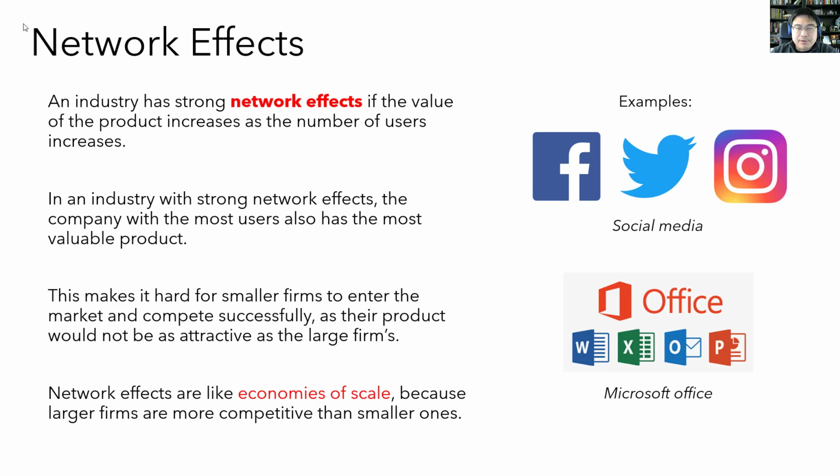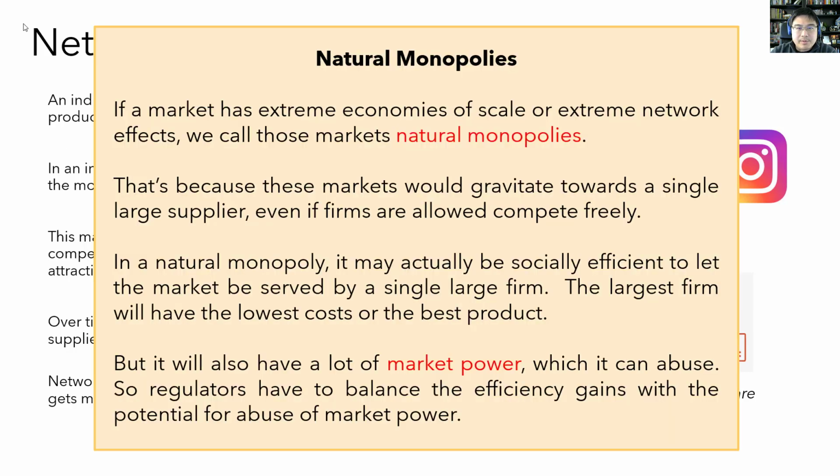In fact, we have a word for markets where the largest firm is naturally the most competitive, and that's what we call a natural monopoly. So we call markets with extreme economies of scale or very strong network effects natural monopolies because these markets would naturally gravitate towards being dominated by a single supplier, even without any sort of outside interference. So an interesting feature of natural monopolies is that it might actually be the most socially efficient thing to do to let the market be served by a single large firm.